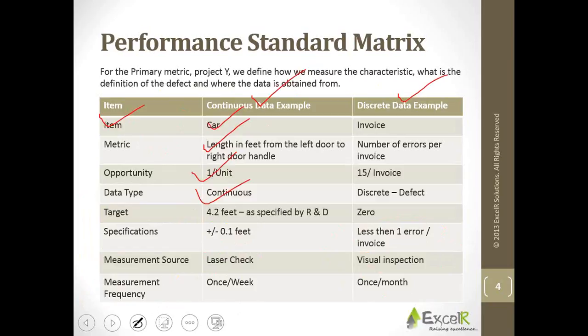What is the type of data? If you're measuring length in feet, I can say 5.5 feet or 5.16 feet. It varies. Hence, it is continuous data. This is the target as specified by my R&D team, and these are the specifications. Specifications are required to calculate your USL and LSL.